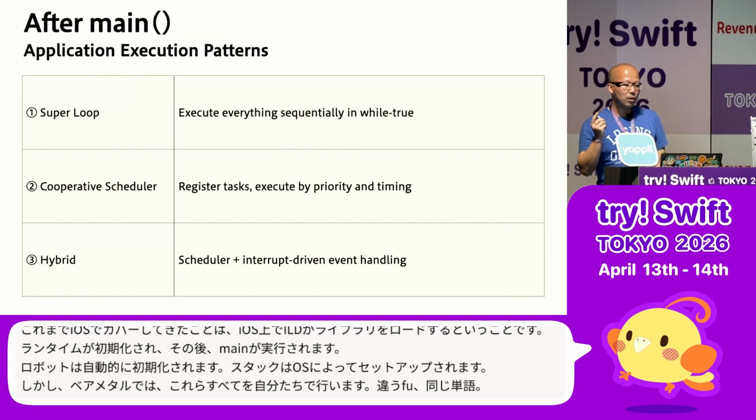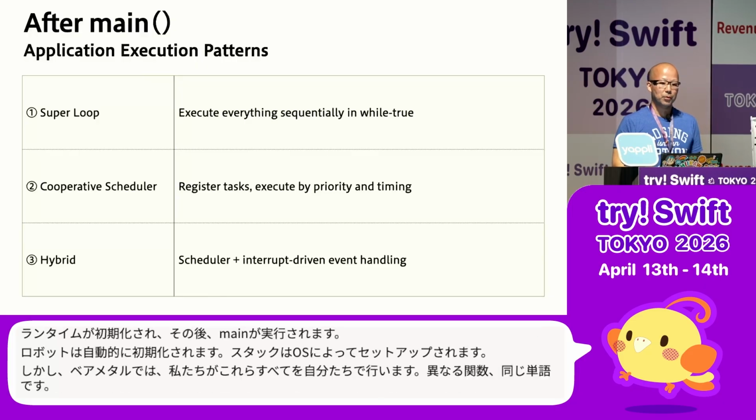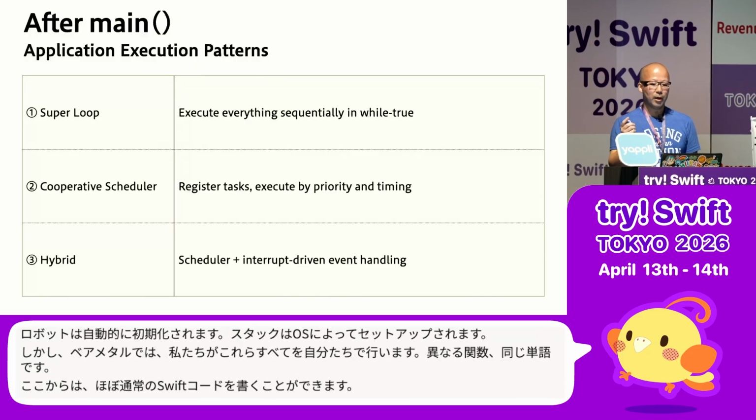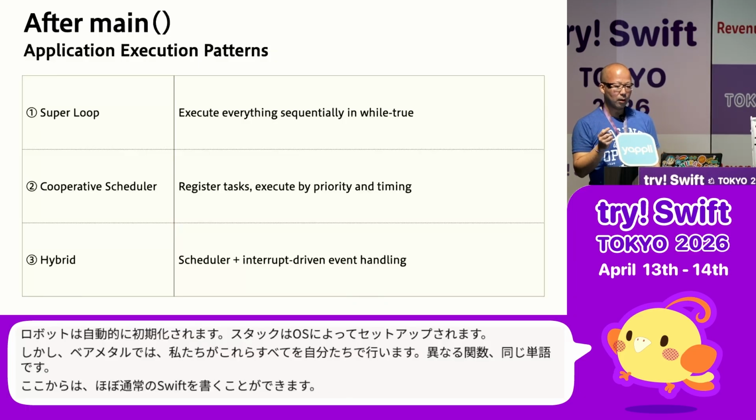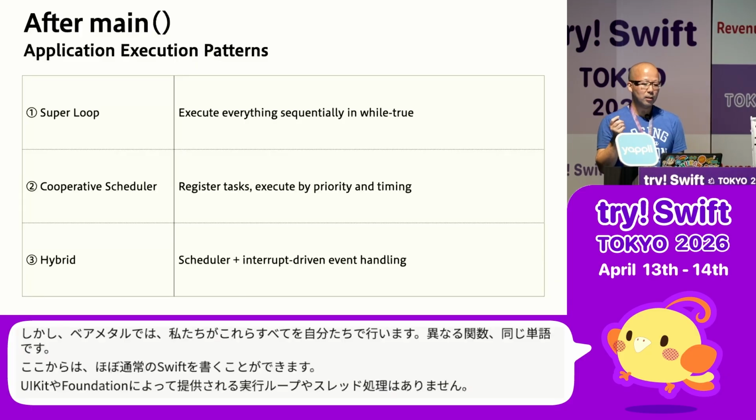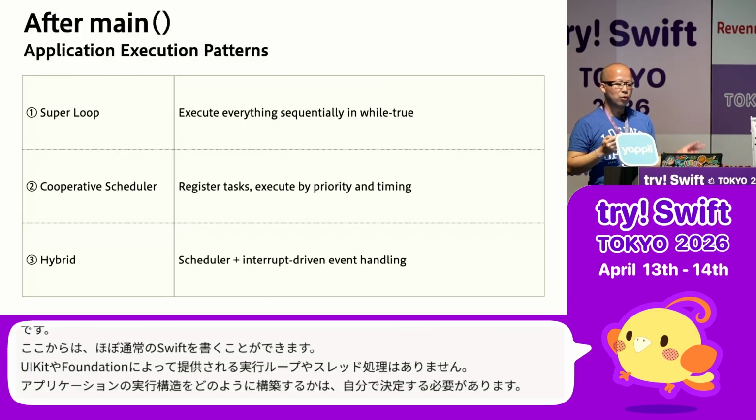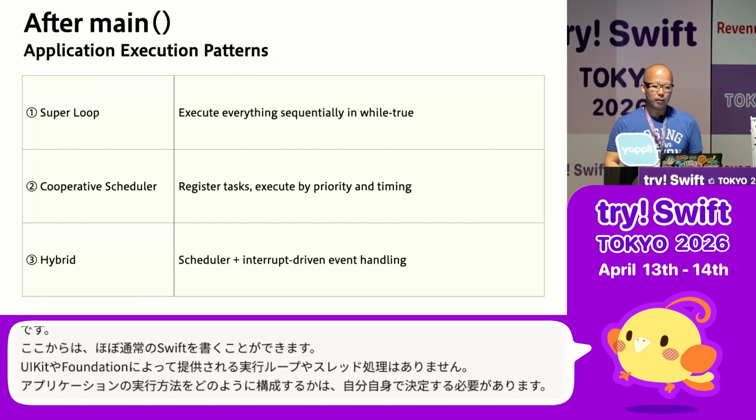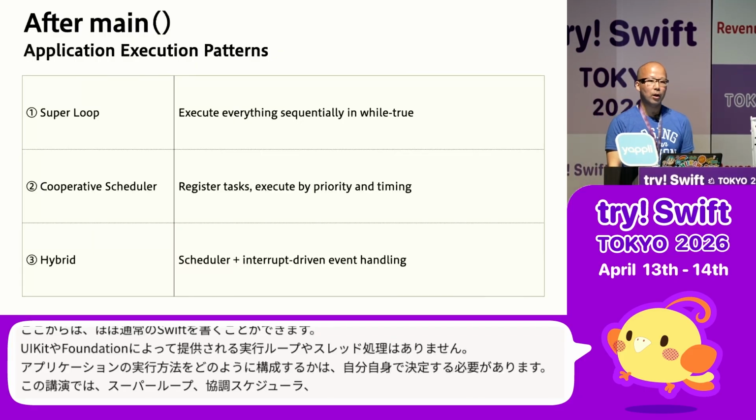From here, you can write mostly regular Swift. But there's no run loop or threading provided by UIKit or Foundation. You have to decide how to structure your application's execution yourself. In this talk, I'll introduce three patterns: super loop, cooperative scheduler, and the hybrid combining the scheduler with hardware interrupts.